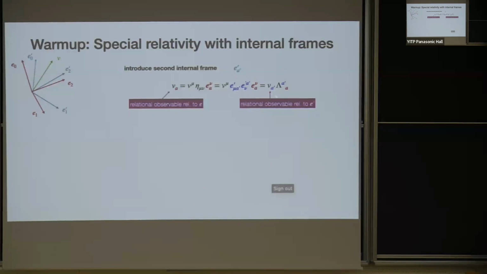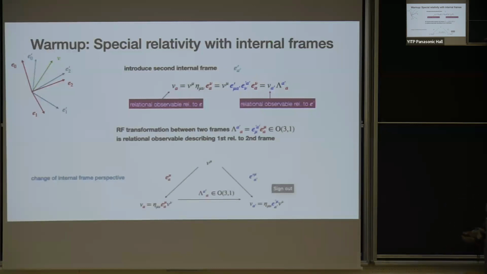This here is just the relational observable describing the velocity relative to the second frame. And this here describes the first frame relative to the second frame. It's also a Lorentz transformation. So that's really the reference frame transformation between the descriptions relative to two internal frames. And it's important that this thing is a relational observable itself. In this way, you can formulate the usual ways of covariance. Okay, so this is quite simple, but now we're basically going to do the same thing in gravity.